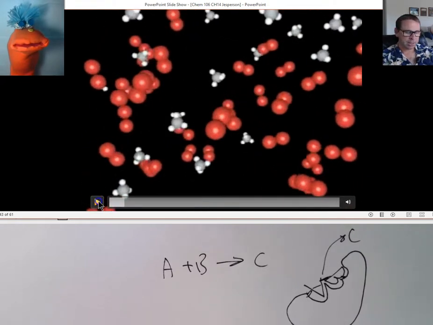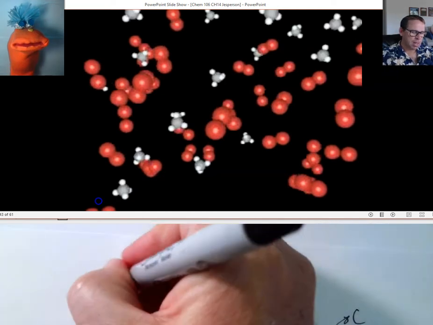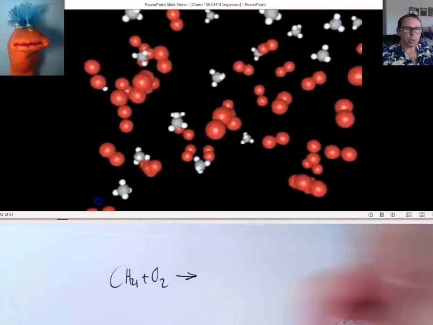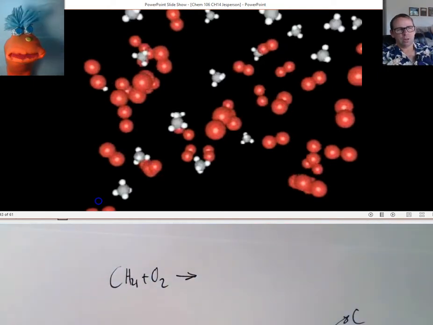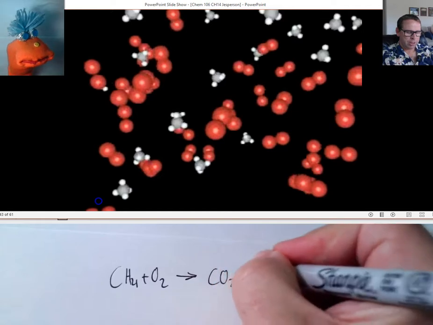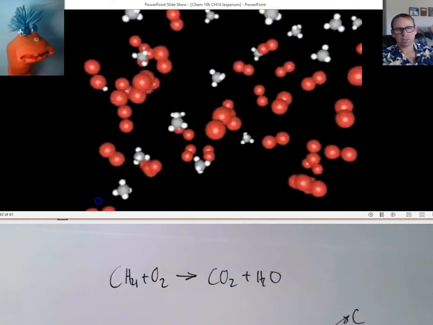Now, I want to emphasize this anyway. The reaction that we're looking at here is oxygen and methane, CH4 plus O2. Do you know the products of that, Fred? That's just combustion, so carbon dioxide and water. Very good. Carbon dioxide and water. We have an organic compound that we're combining with oxygen, producing carbon dioxide and water.